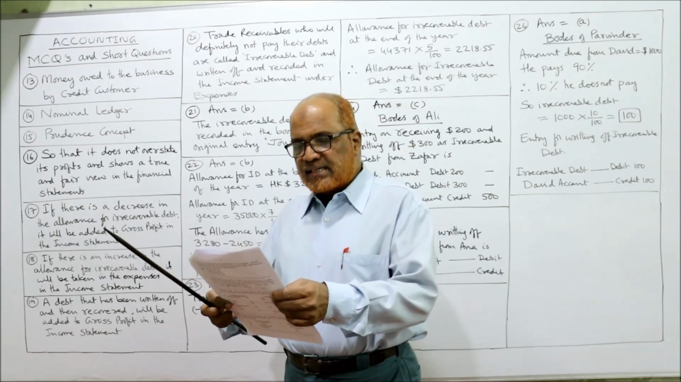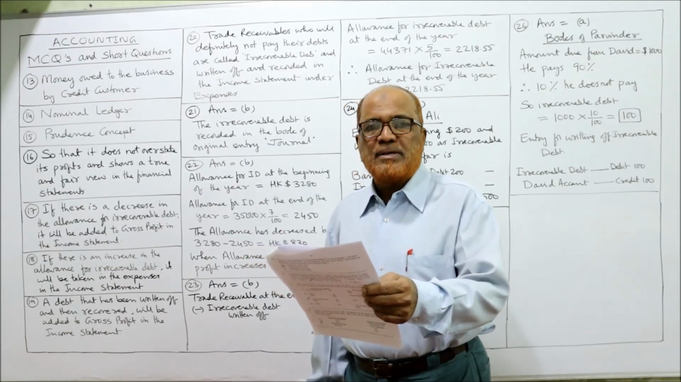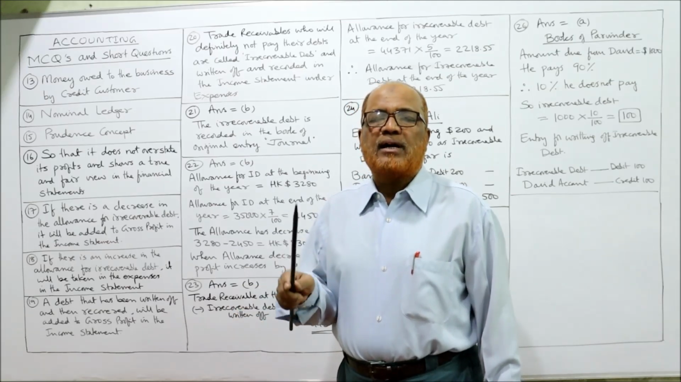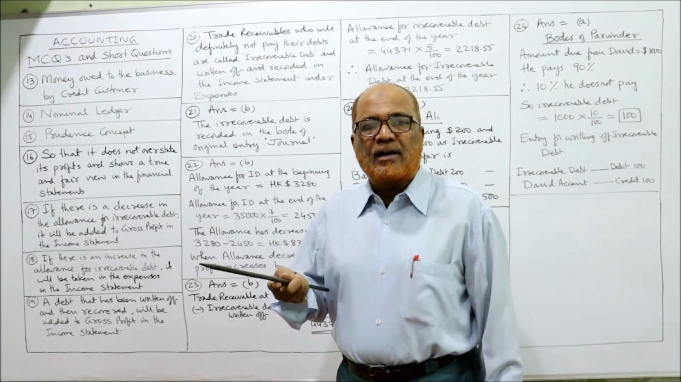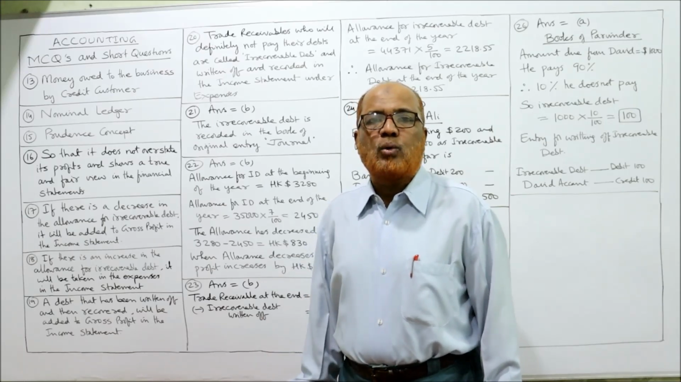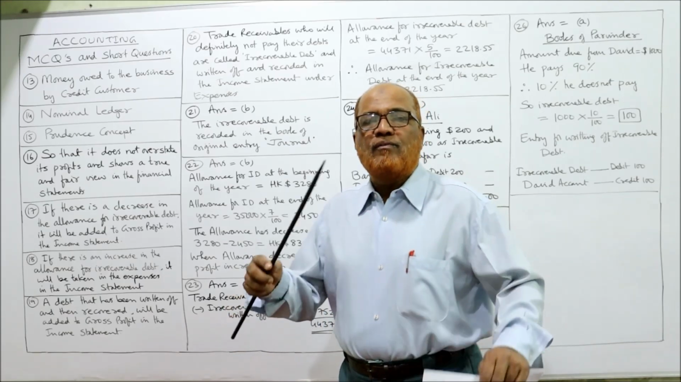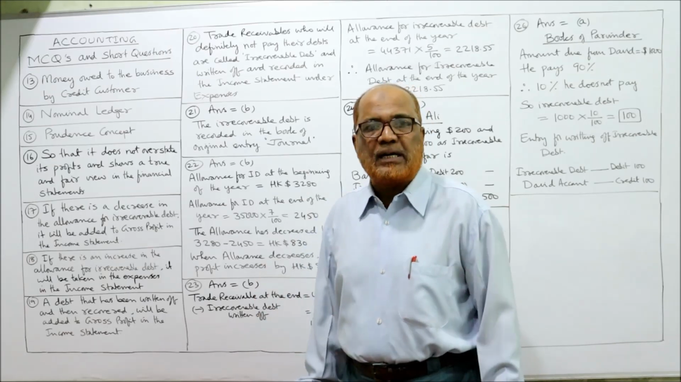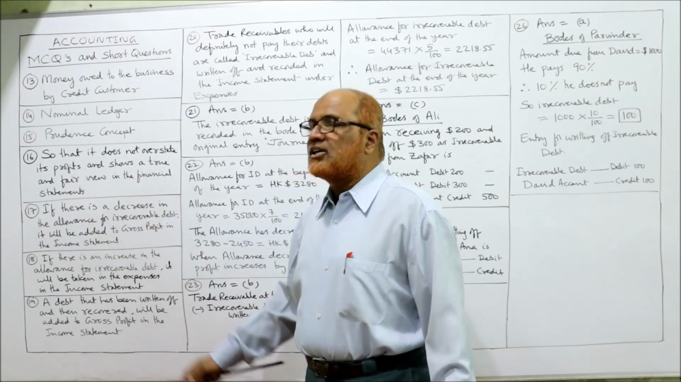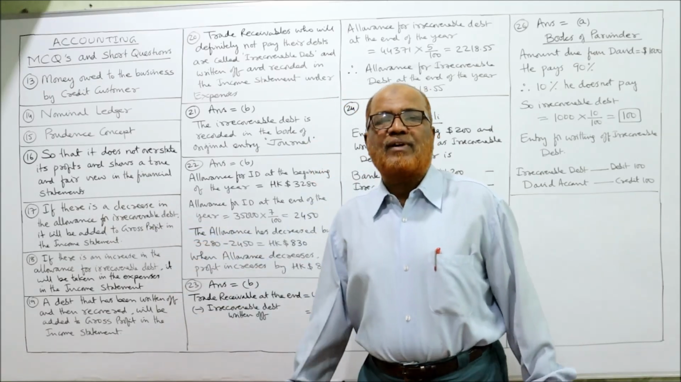Next one, 16th. Why would a business use an allowance for irrecoverable debt? Why will a business make the provision for irrecoverable debt? If the provision for irrecoverable debt is not made, then definitely the profit will be overstated. The financial statements will not show a true and fair view. In order to present a true and fair view, we have to provide for irrecoverable debts. So that it does not overstate its profit and shows a true and fair view in the financial statements.